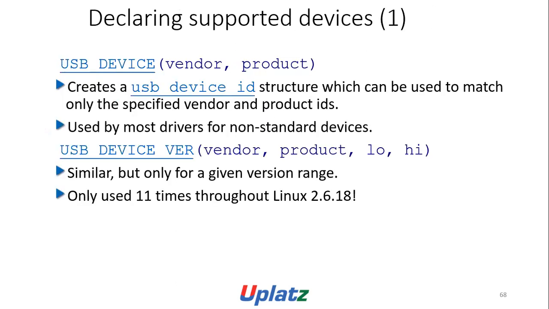USB devices: declaring supported devices. USB_DEVICE(vendor, product) creates a usb_device_id structure which can be used to match only the specified vendor and product ID, used by most drivers for non-standard devices. USB_DEVICE_VER(vendor, product, lo, hi) is similar, but only for a given version range; only used 11 times throughout Linux 2.6.19.